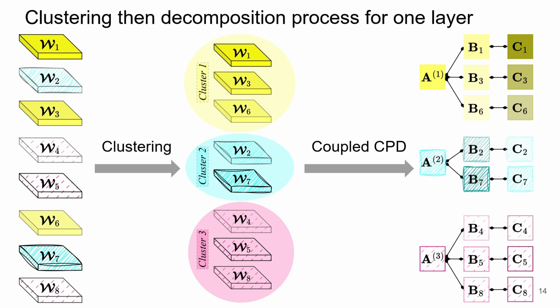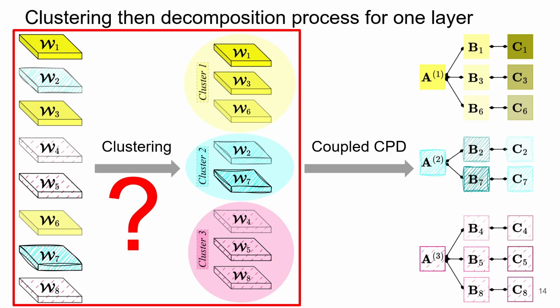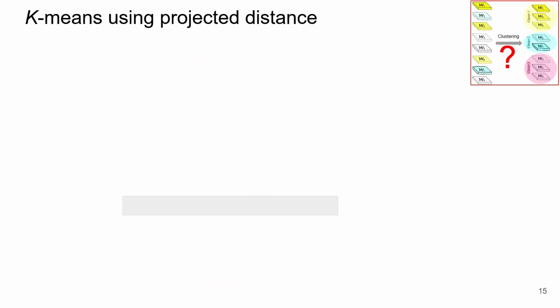Why do we need to cluster the filters? The intuition is straightforward. Grouping similar filters into the same cluster improves the quality of the coupled decomposition. Now, how do we perform this clustering? In principle, any clustering method could be used, but we choose k-means because it is simple and effective.